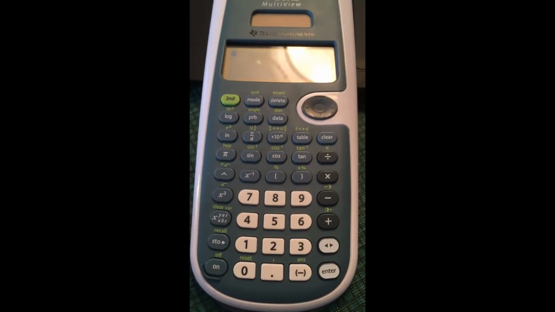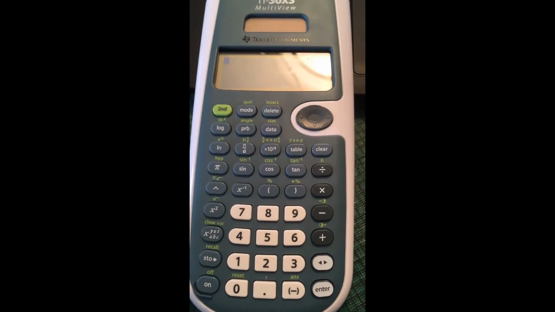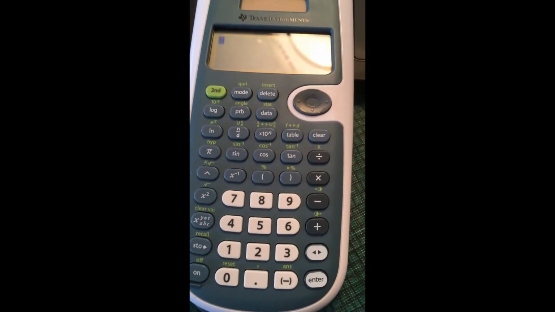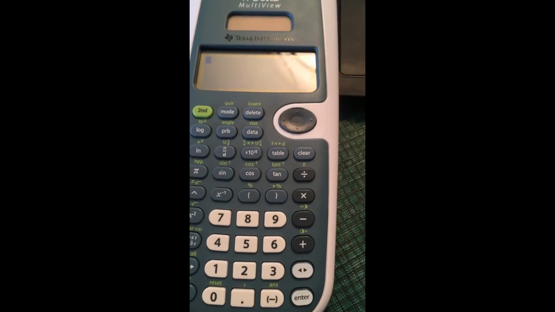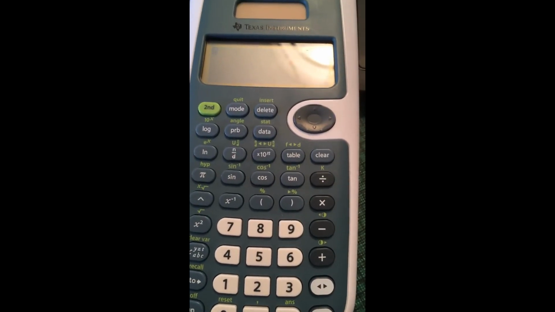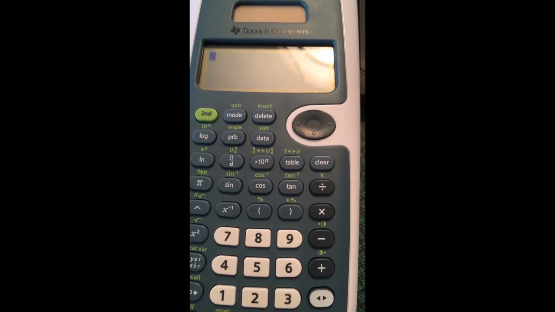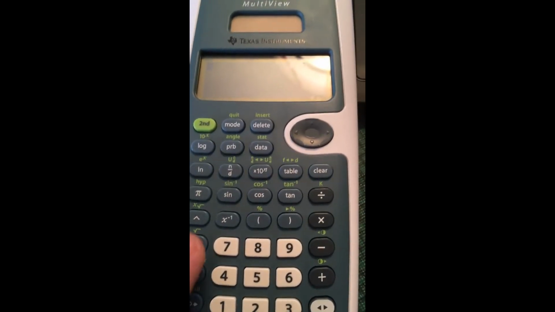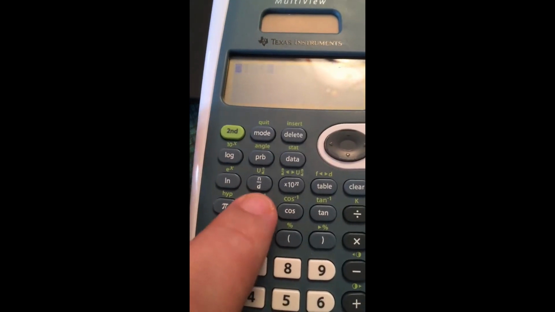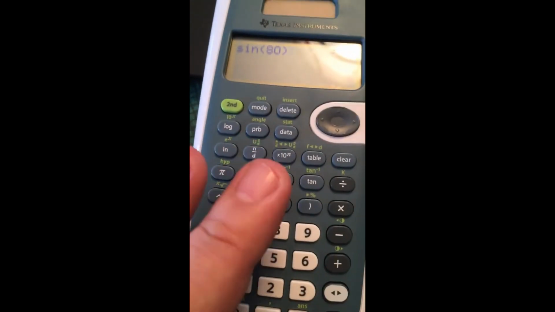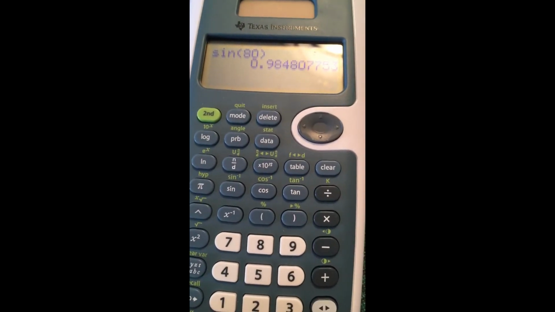Since we are learning about sine, cosine, and tangent, and secant, cosecant, and cotangent, as well as arcsine, arccosine, arctangent, I thought we would talk about how to use different calculators. So in this case, if I'm looking for the sine of 80, on this calculator, I'll hit the sine button and type in 80, and then close my parenthesis, hit enter, 0.98.